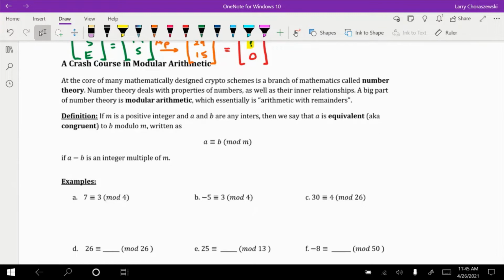And number theory is basically the study of integers. One major branch of number theory involves what's called modular arithmetic, and it's called that because you're doing arithmetic with remainders. There's going to be something called a modulus, which is essentially a divisor.